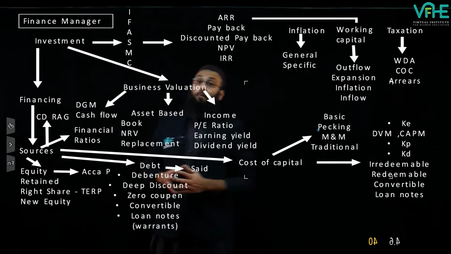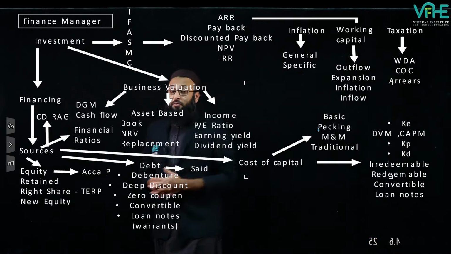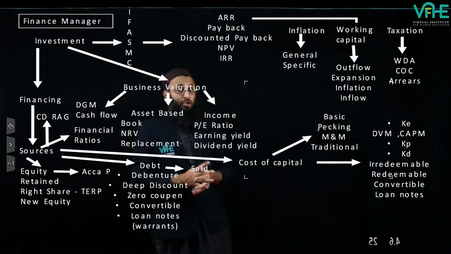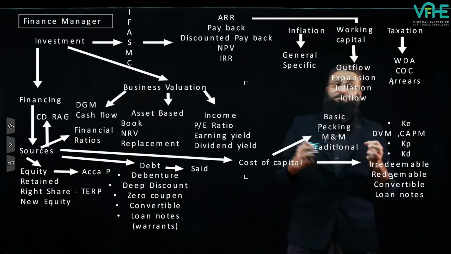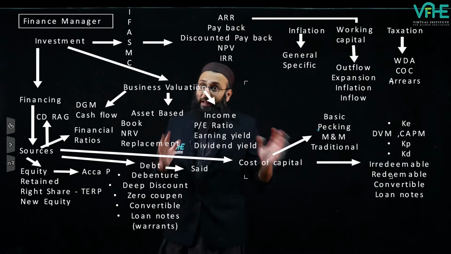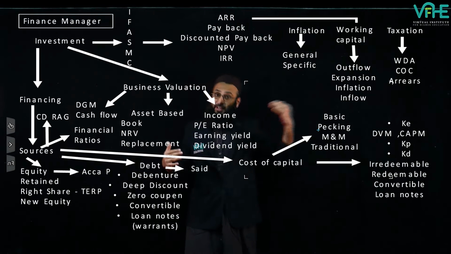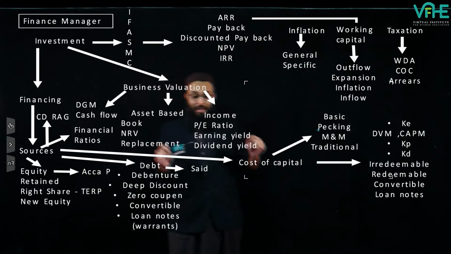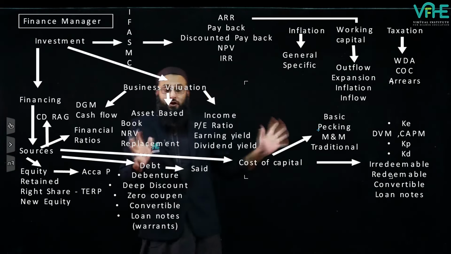There are certain very important assumptions that we should be covering for DVM right now. The first assumption is that DVM assumes dividend is the only income stream given to the shareholders. Secondly, that dividend will remain constant or will grow at a fixed rate. And the third very important thing is that dividend will be paid in perpetuity. So you need to remember that it will be paid in perpetuity for the shareholder.